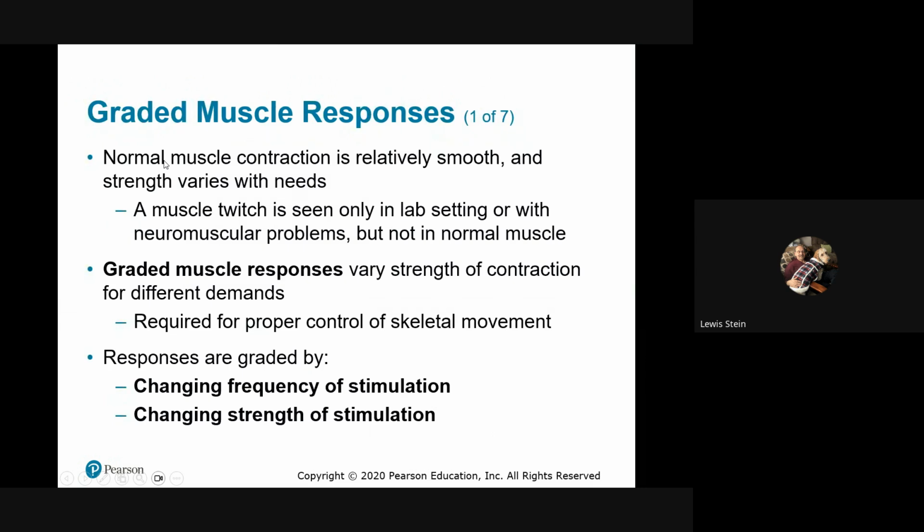And so we're going to look at the contractions varying. Twitches are either in someone who has an abnormal problem, or we see it in the lab. There's something wrong with the muscle, and we can grade the responses based on either frequency or strength. We'll leave it there, and that's what we'll take up, not today in lab, but in lecture on Wednesday. Thank you.